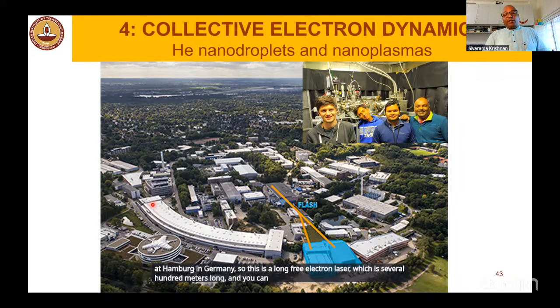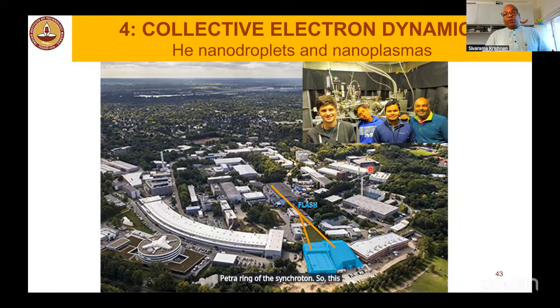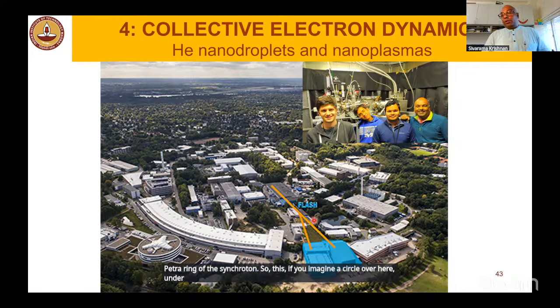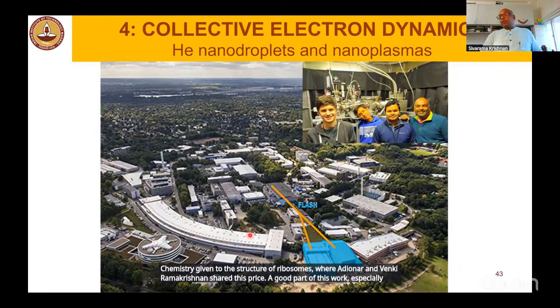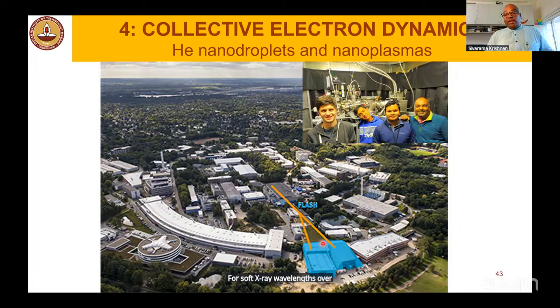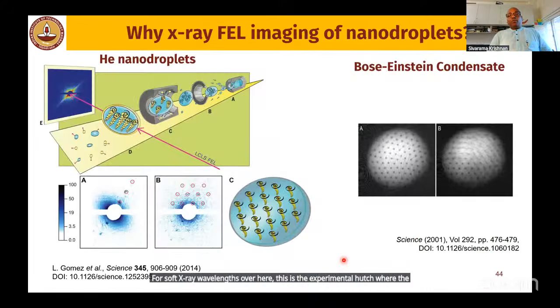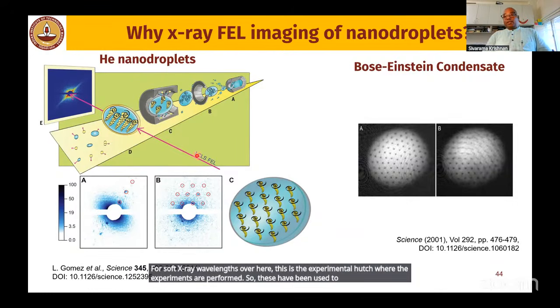And you can see essentially here this arc, which is the PETRA ring of the synchrotron. So if you imagine a circle over here, underground to this is the synchrotron, which was essentially also home to this very important Nobel Prize in chemistry given for the structure of ribosomes, where Ada Yonath and Venki Ramakrishnan shared this prize. A good part of this work, especially Ada Yonath's, was actually done here at the DESY synchrotron in Hamburg. There is a free electron laser FLASH for soft X-ray wavelengths over here. This is the experimental hutch where the experiments are performed. So these have been used to image droplets and vortices in them.